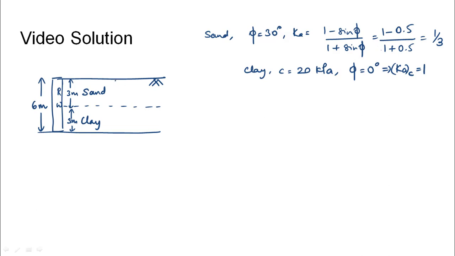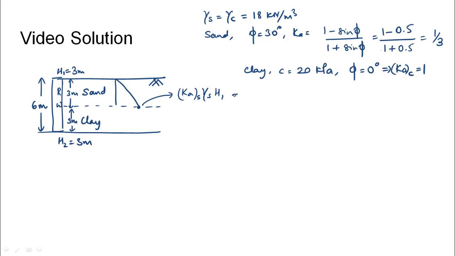So as far as the sand is concerned, the pressure diagram would start and reach at a certain point. So that point would be equal to the Ka of sand into gamma sand into the H1 height, that is 3 meter. So the layer 1 is 3 meters and the layer 2 is 3 meters. And it is also given that the density of sand and clay are equal and are 18 kilonewtons per meter cube. So this would become 1 by 3 into 18 into 3, that would become 18 kilonewton per meter square. But due to the nature of the clay, this value will get shifted here.